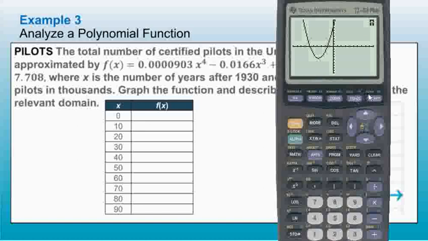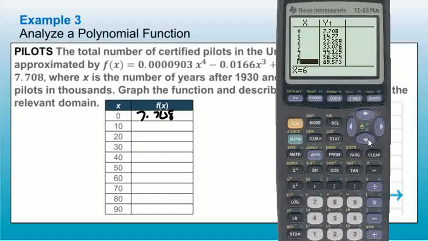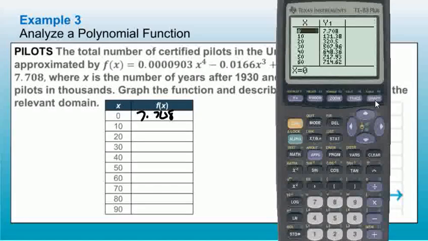Okay, and then go to second graph, we're going to do the table of values here. So we have 0 and 7.708. Let me change this window. We're going to count these by tens. Now let's see our table. There we go.